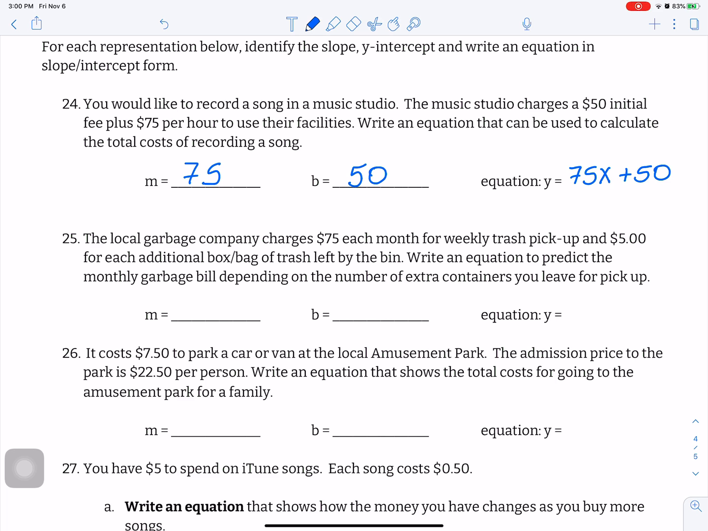I look at the 75 and the 5 and I say, which one am I only paying once in a month? And that's going to be my y-intercept. So in this case, 75. And the 5 is paid multiple times depending. And you might not ever have any extra trash, but if you do, you're paying $5 extra. So 5x plus 75. And then, like I said, finish it and check your answers with what's provided.